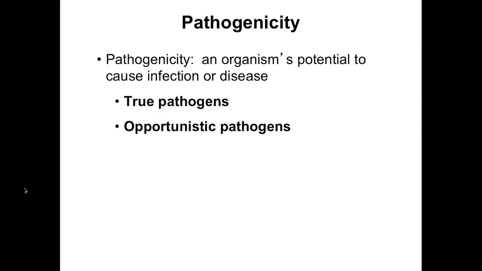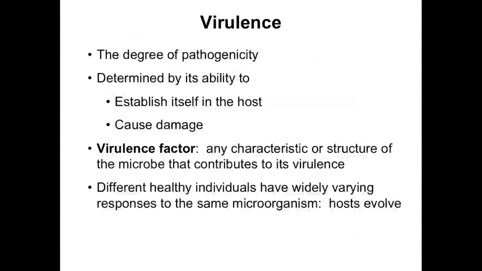So pathogenicity, so you have two different types. True pathogens, these are guys that only live as pathogens. They need to infect an organism to survive. And opportunistic pathogens live in the environment, can also live on you or in you, but as soon as your immune system is weakened, that's when they become pathogenic. So virulence is the degree of pathogenicity, determined by its ability to establish itself in the host and cause damage.